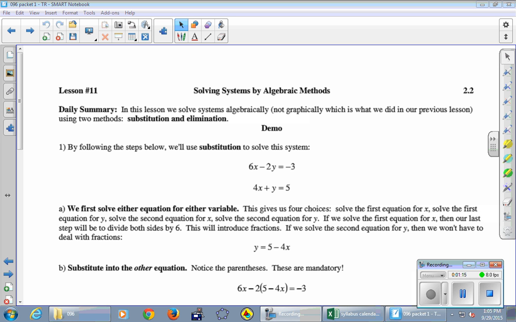All right, so here we're just going to point and watch. There isn't anything for us to write down on this page. It's all written out. So here's the substitution method. We'll see elimination very soon. All right, there's our system of two equations.